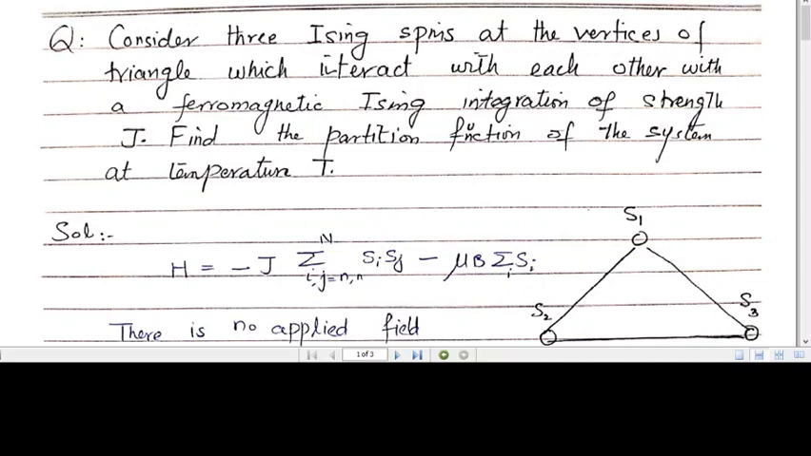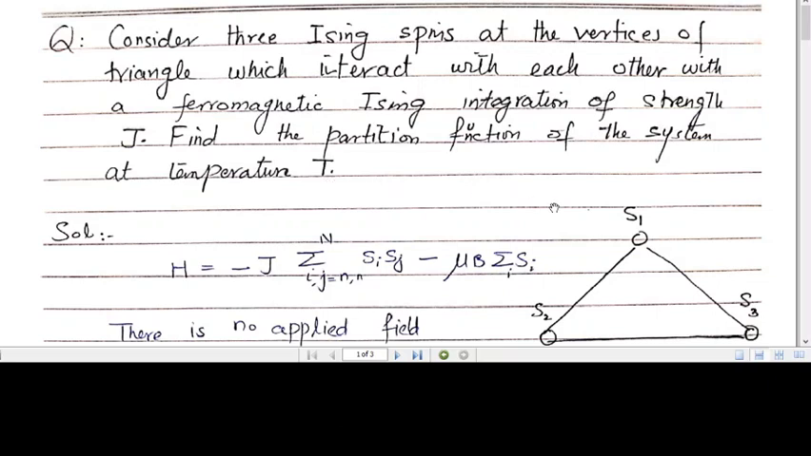So today we are going to discuss a few problems related to this model. Consider the first problem. Consider three Ising spins at the vertices of a triangle which interact with each other with a ferromagnetic Ising interaction of strength J. Find the partition function of the system at temperature T.